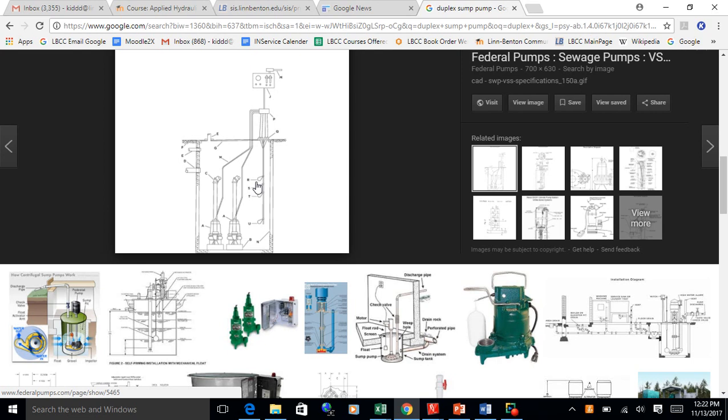Okay, so that's a duplex system, and this bottom switch is to do what? Shut it off. Yeah, as the level drops, you don't want to run the pumps dry, so you shut it off before it hits bottom. Okay, so that's a duplex system.